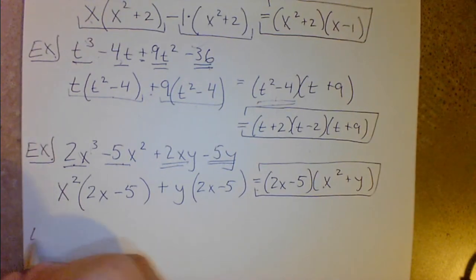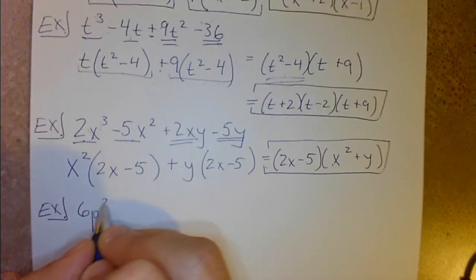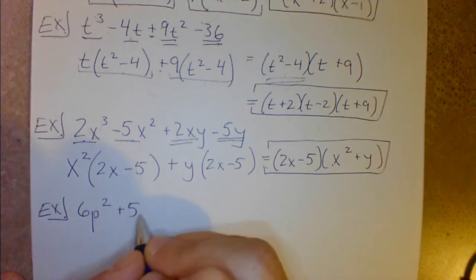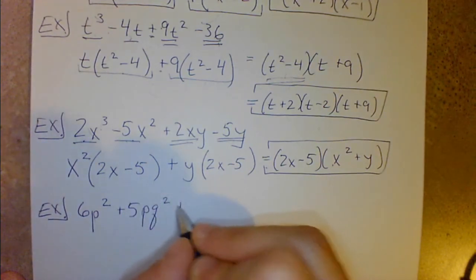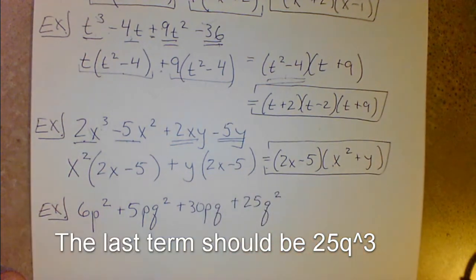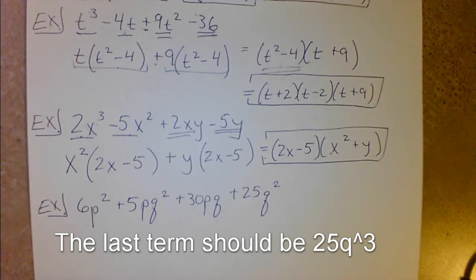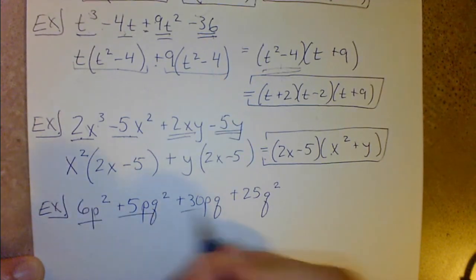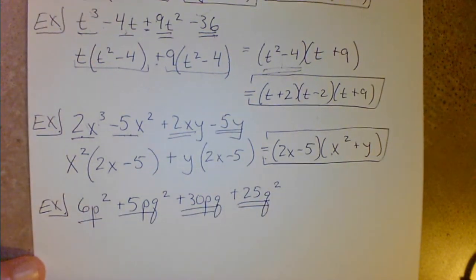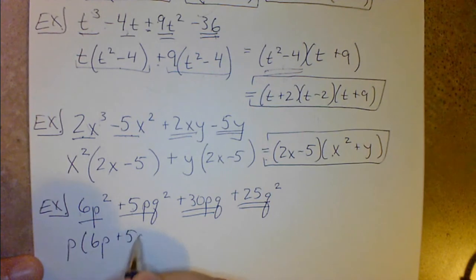All right? Might as well do one more problem just to make sure we got the hang of this. Let's do 6p squared plus 5pq squared plus 30pq plus 25q squared. All right, so we can group these in many different ways. I'll just do it how it's written. That's one way of doing it. I can't factor anything out of 6 and 5, but these both have just a single factor of p in common that I can pull out, leaving me with 6p plus 5q squared.